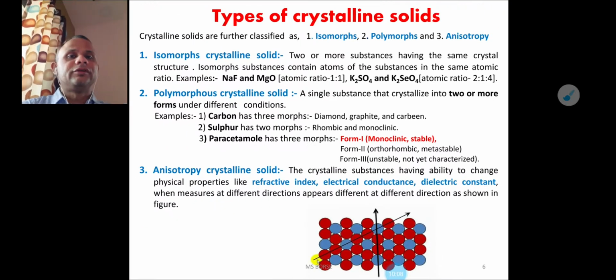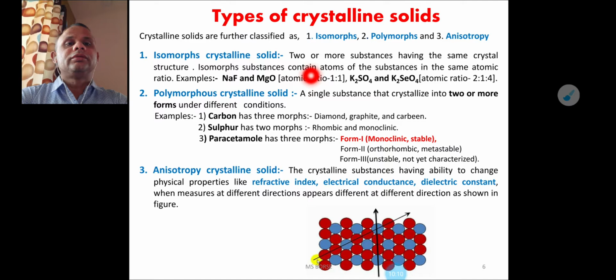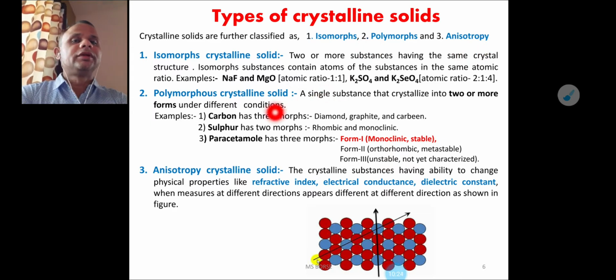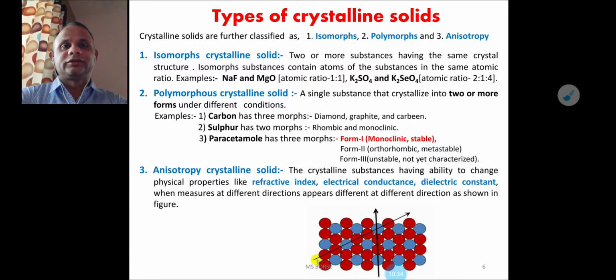On the basis of the property or geometry of the crystalline compound, crystalline compounds are classified into three types: isomorphic, polymorphic, and anisotropic compounds. So let us see them one by one. Isomorphic crystalline solids. Iso means same, morph means geometry of the crystal. That means two or more compounds having the same crystal structure or geometry. These types of compounds are classified as isomorphic compounds.